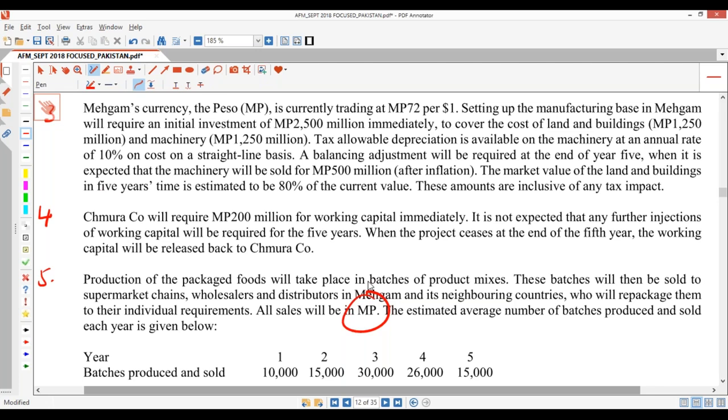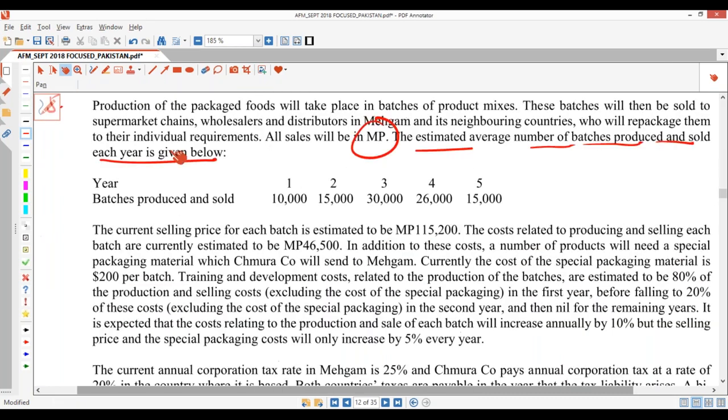If you're selling in America, you've got to change the dollar to Megam peso. Even if you're selling in another country, let's say you're selling in France and you're receiving euro, that euro has to be changed to Megam peso. The estimated average number of batches produced and sold each year: 10,000, 15,000, 30,000, 26,000, and 15,000. This is what you have here.